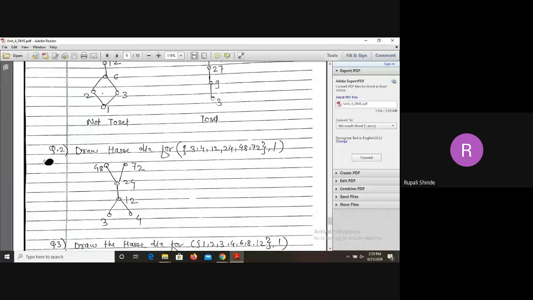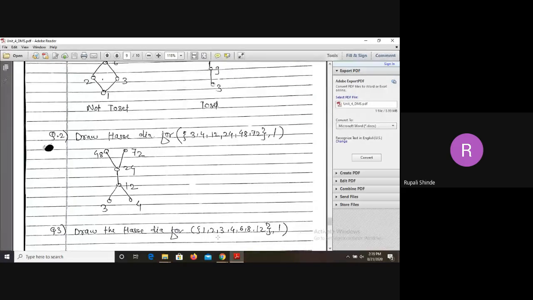Next one is 24. So 12 divides 24 and this 24 divides both 48 and 72. That's why these are the lines. So this is the Hasse diagram, if your given set consists of these elements and the relation is the divides relation.